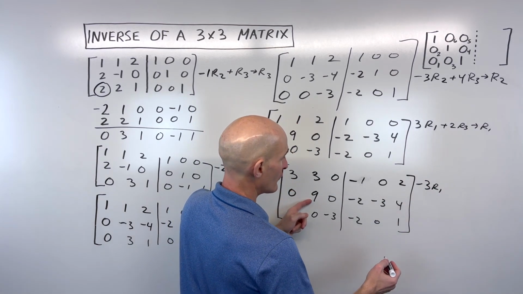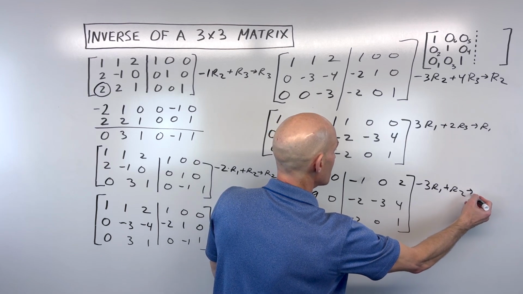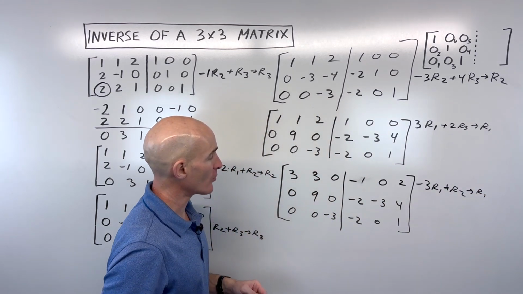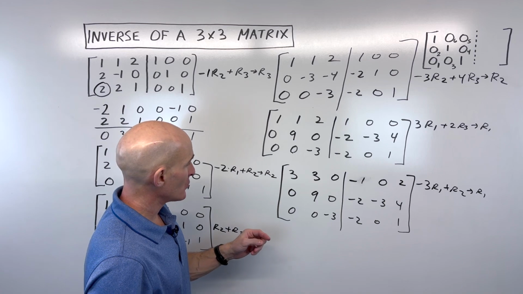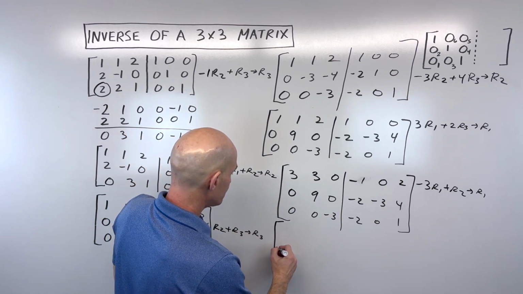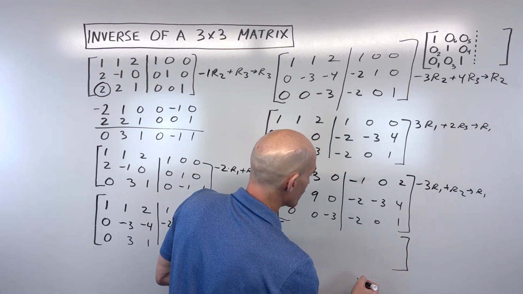That'll make this negative 9. If we add it to row 2 and put the answer in row 1, that'll give us a 0 right there where we want. Now, let's go ahead and do that. So if we do that, what are we going to get here? At some point, I'm going to have to erase this whiteboard.